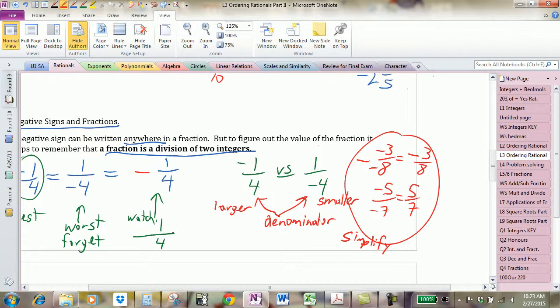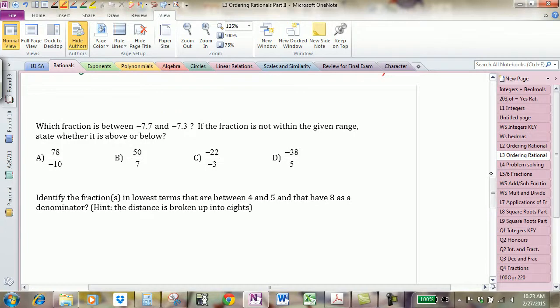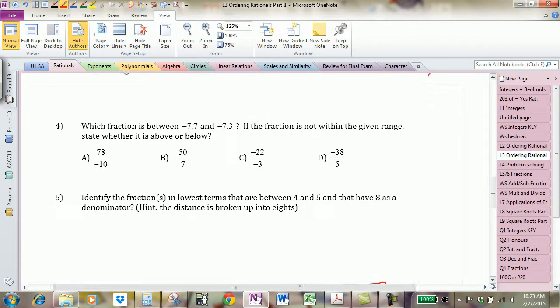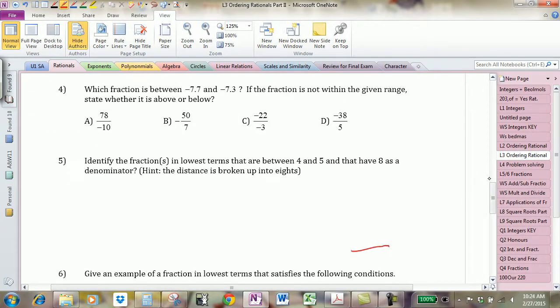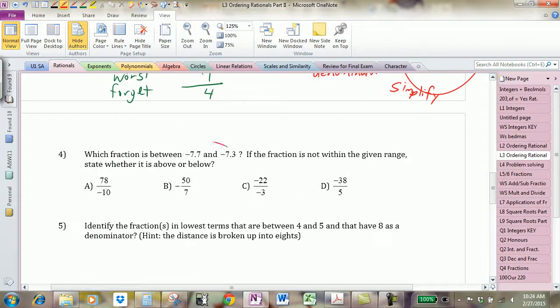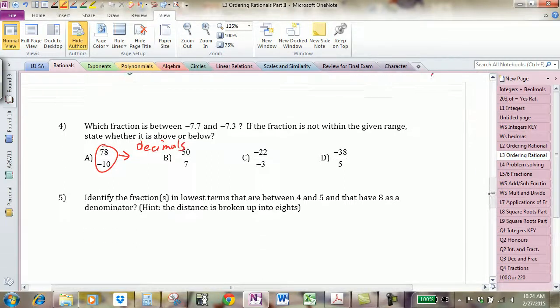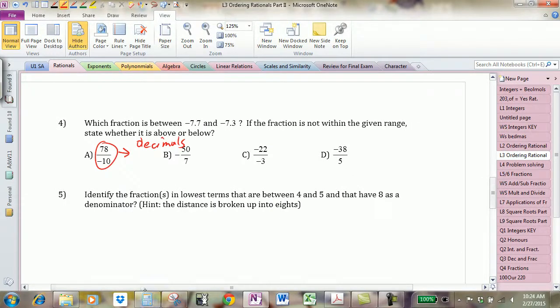Okay, let's go down here then. So which fraction is not within the given range? So for this one, you could convert these into fractions and then double check with a common denominator. A lot of work. What would be easier? Yeah, take these, turn them into decimals. Okay, let's go. Convert those into decimals, please.